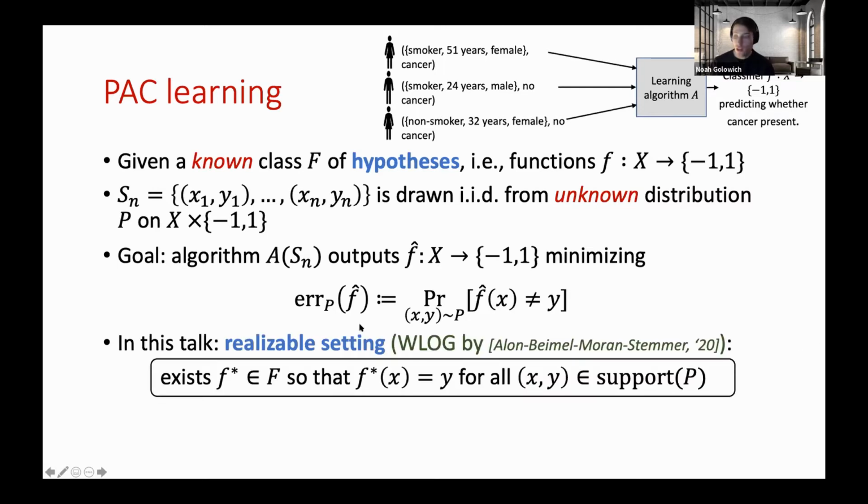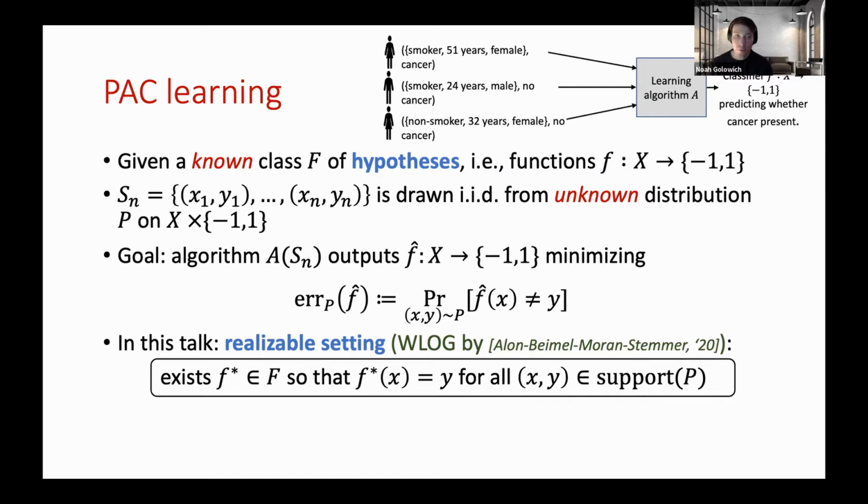And in this talk, I'm going to focus on the realizable setting, which means that we're making the following assumption on the distribution P: that there exists some hypothesis f star, so that for all x, y in the support of the distribution P, f star of x is equal to y. So what this means is that the population error of f star is equal to 0. In other words, the class F is expressive enough to achieve population error 0.